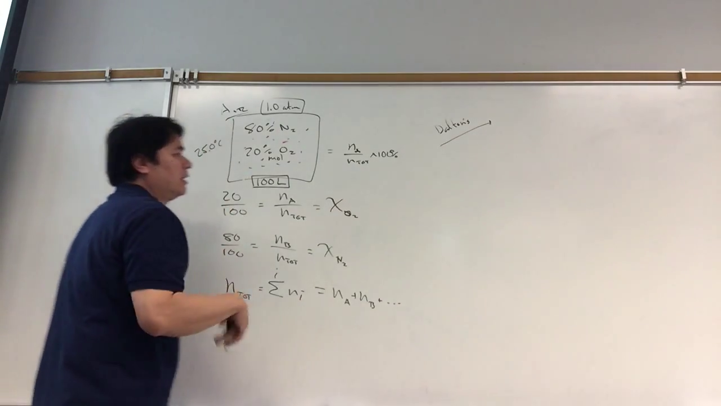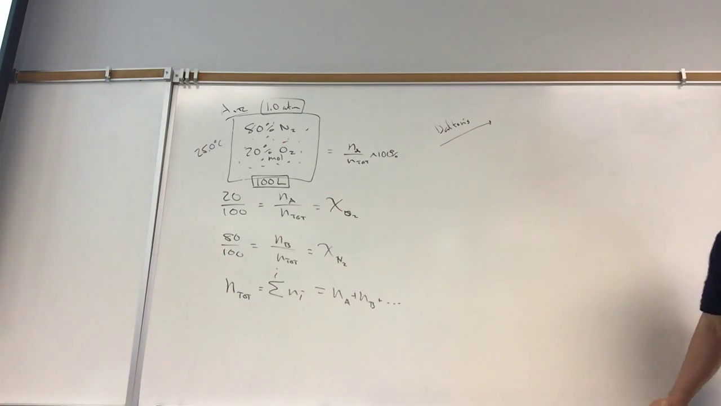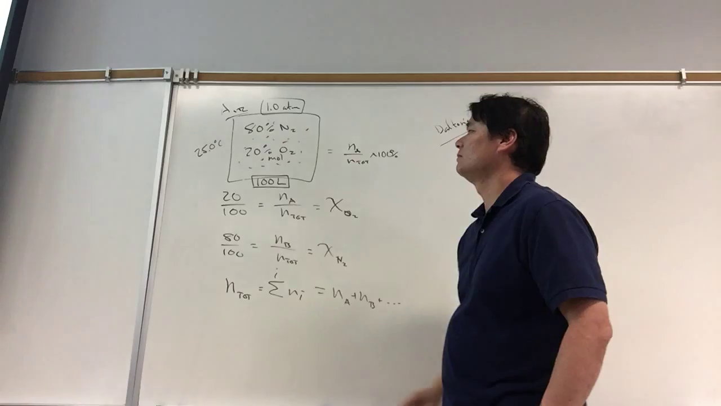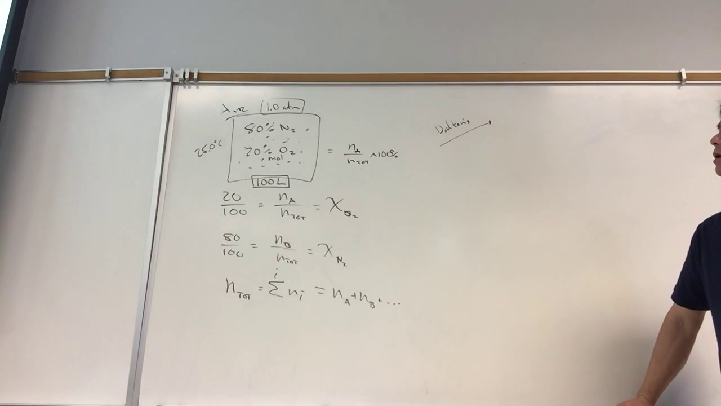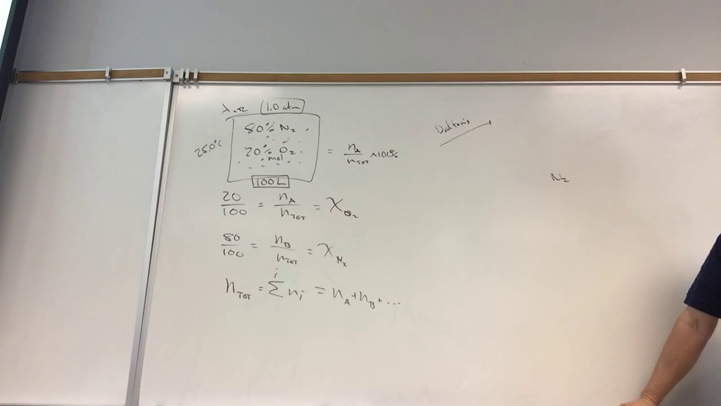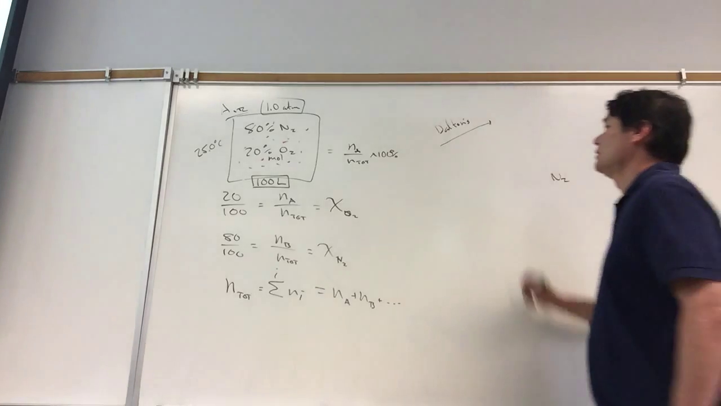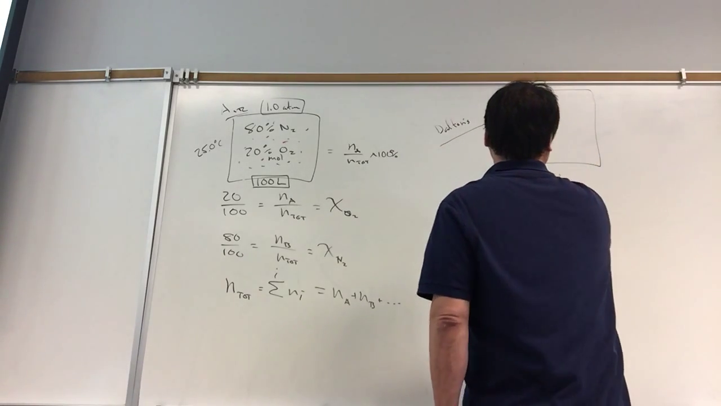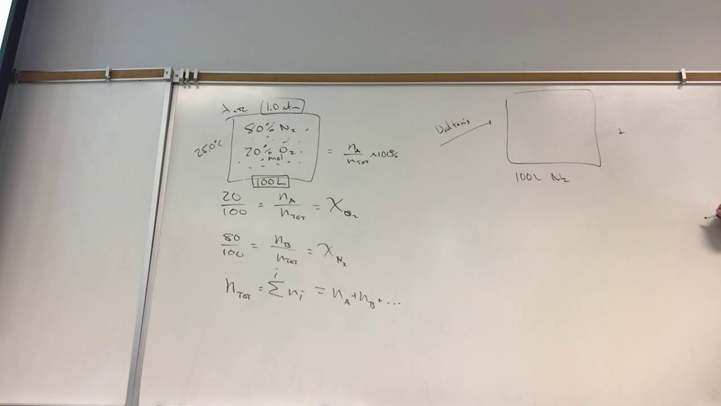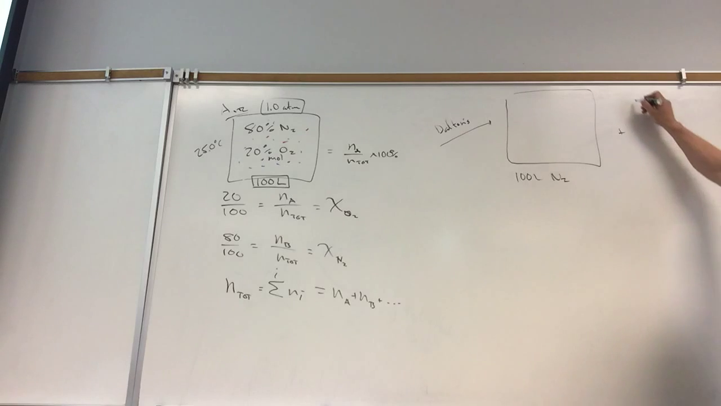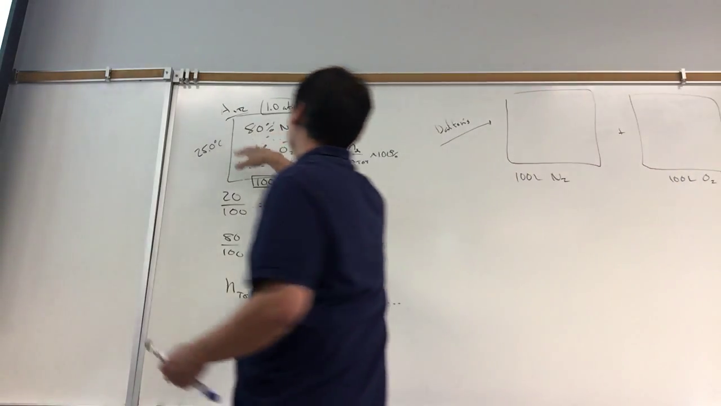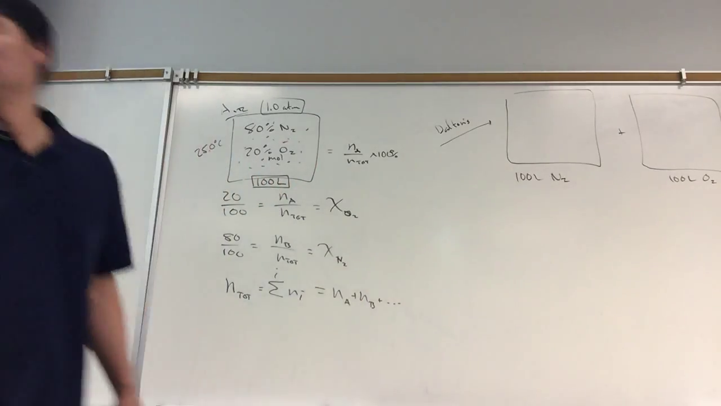Okay, so I have 100 liters of mixture. Now Dalton says, well, how much of that mixture is nitrogen? Using mole fractions, we can say 80% of the molecules are nitrogen, 20% are oxygen. But as far as Dalton's goes, how many liters of nitrogen do I have? I'd have 100 liters of nitrogen. And in this mixture, how many liters of oxygen would I have? I'd have 100 liters of oxygen here. So what I'm going to do is take 80% of the molecules and put those in this box here.